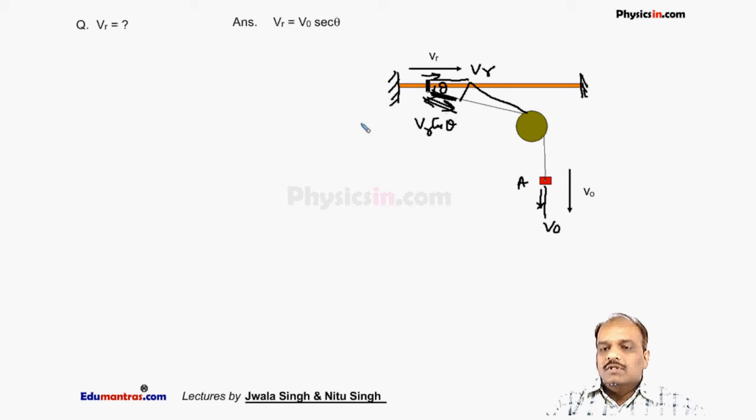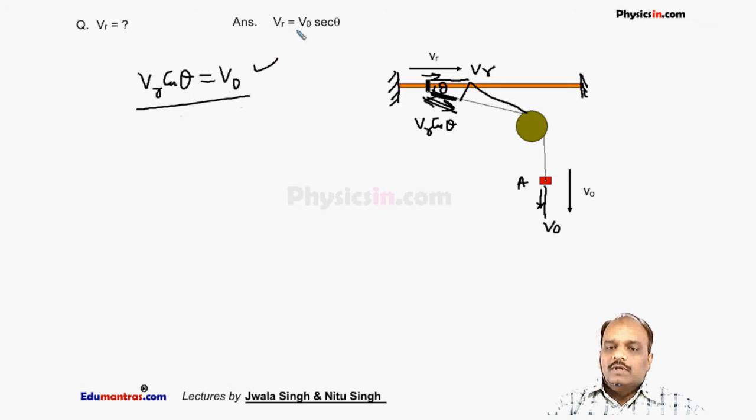So this Vr cos theta is equal to V0. So from here this is our answer. So from here we can say Vr is equal to V0 sec theta. This is the answer.